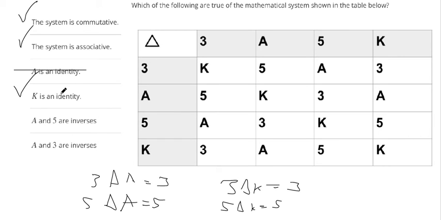A and 5 are inverses? I don't remember exactly, but for A and 5 to be inverses, that means if you pair them up with the triangle, it should give us the identity element. We found out that K was the identity element. Doesn't look like there's any other identity element. So if you do A and 5 with the triangle symbol, A on the row, 5 in the column, you get out 3. You don't get out the identity element, so that's not an inverse. And A on the row, 3 on the column, that also doesn't give us K, our identity element, so that is not an inverse. So these 3 are inverses.